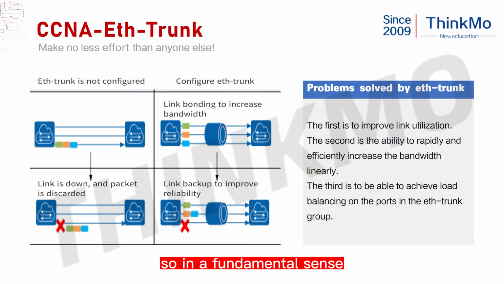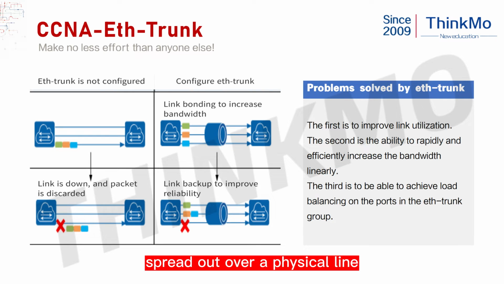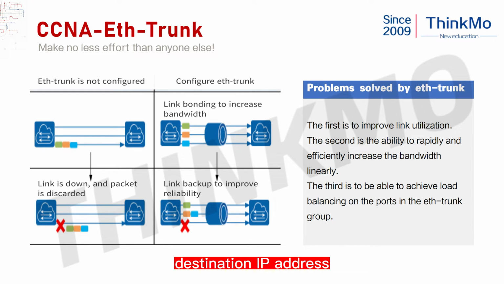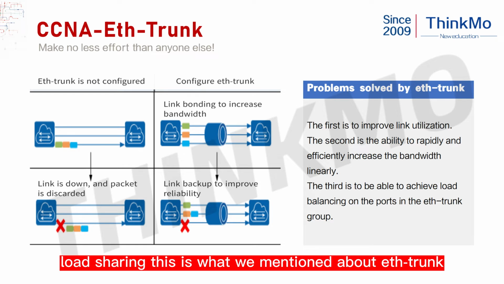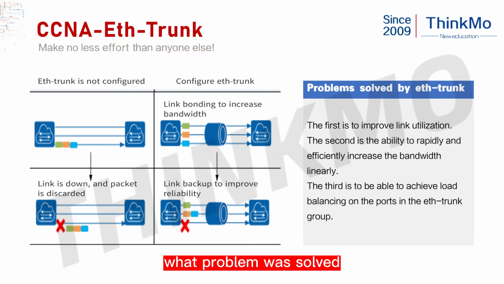So fundamentally, how is the data forwarded? The business data will be spread out over the physical lines. Data forwarding is stream-based. For example, from the source IP address to the destination IP address, a flow will stick to one line. We're not going to talk about the load balancing mode too much here. So the third benefit is load sharing. This is what we mentioned about the ETH trunk and what problems it solves.